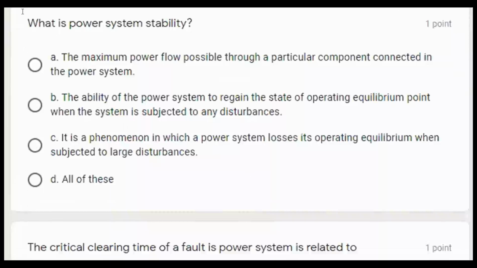Then again a similar question, what is power system stability? The second definition: the ability of the power system to regain the state of operating equilibrium point when the system is subjected to disturbance. Equilibrium condition or the synchronization condition after a small disturbance, that is stability. After a disturbance, the power system is stable if voltage is within the profile limit or frequency within the limit, and power flow is maximum.